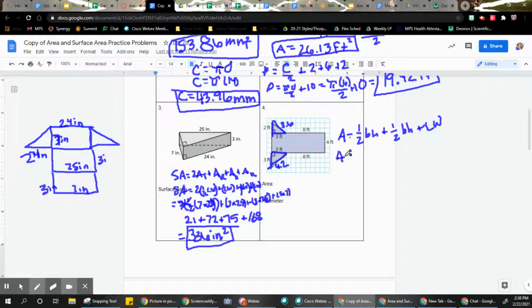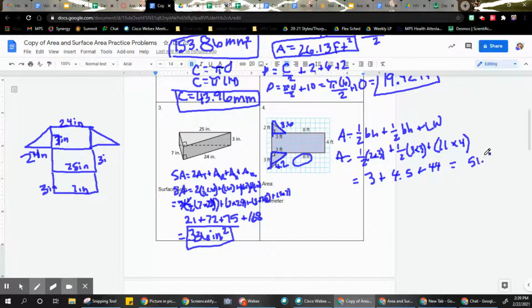So now let's plug that in numbers wise. So I've got 2 and 3 here, so it's 1/2, 2 times 3, plus 3 and 3 here, so it's 1/2, 3 times 3, plus the length and the width of this rectangle. This rectangle is 8 plus the 3 feet long, so 8 plus 3 feet is 11 times 4. So then if I calculate this out, 2 times 3 is 6, 1/2 times 6 is 3, plus 3 times 3 is 9, 1/2 of 9 is 4.5, plus 11 times 4 is 44. So then that makes 44 plus 4.5 is 48.5, plus 3 is going to be 51.5, and my units are going to be feet squared.